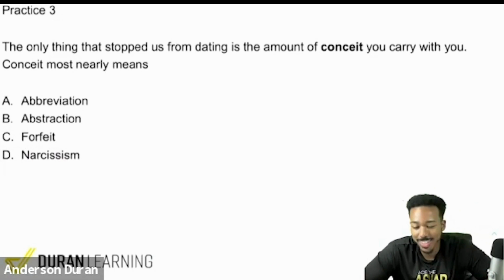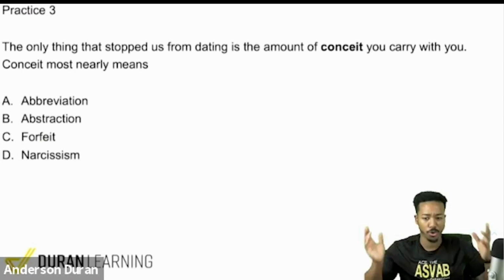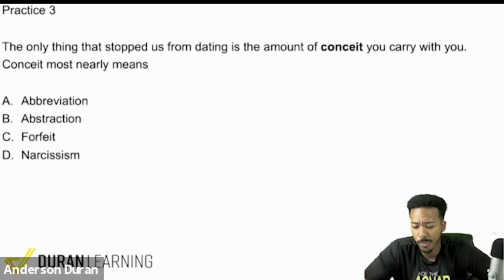All right. Let's try this here. So this is a question where we may have a root word in here that we can absolutely use. The only thing that stopped us from dating is the amount of conceit you carry with you. Now, everybody, what does conceit sound like it could turn into, from a root word to another word? What does conceit sound like it could be turned into, or it's short for? Conceited, sounds very similar, and that is a fact. Yes, that will work out. So what does conceited mean? If someone is conceited, what does that mean?